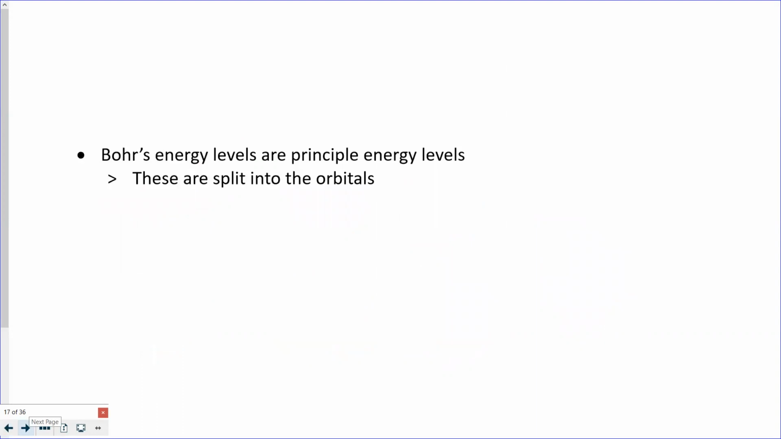So, like I said, these are different from Bohr's orbits, but they're derived from Bohr's orbits. So Bohr's energy levels, those orbits, in the quantum mechanical model, we refer to as principal energy levels. And these energy levels are what are split into the S, P, D, and F sublevels or orbitals.